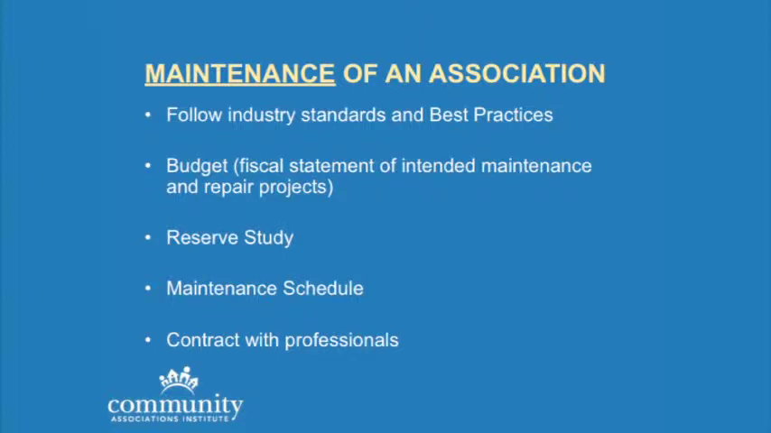Secondly, maintaining your association is having a budget. That's that fiscal statement that a board of directors needs to adopt once a year, once your fiscal year, calendar year, that states in fiscal terms what you, the board of directors, have decided as major projects and ways to maintain your community association. That's all stated in your budget.